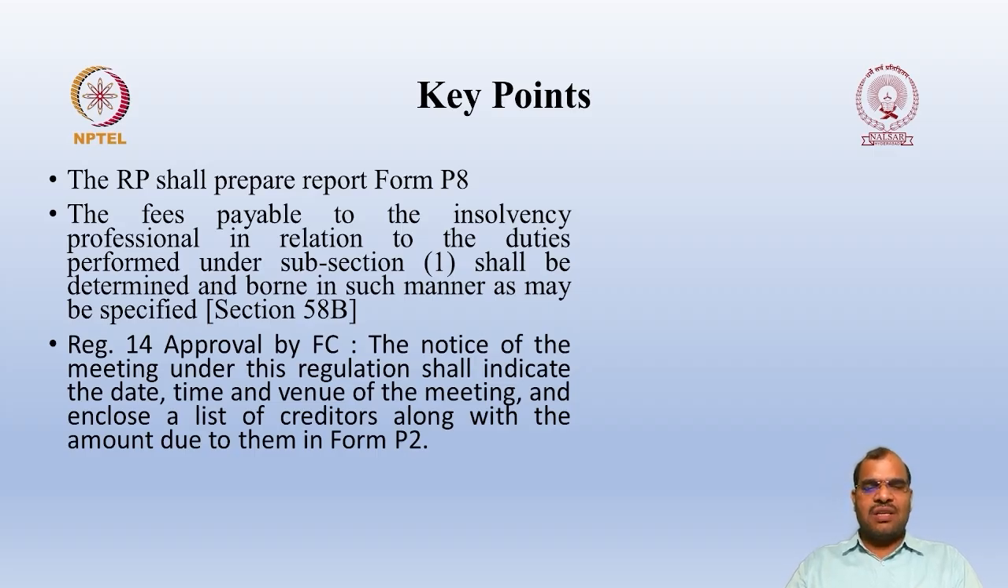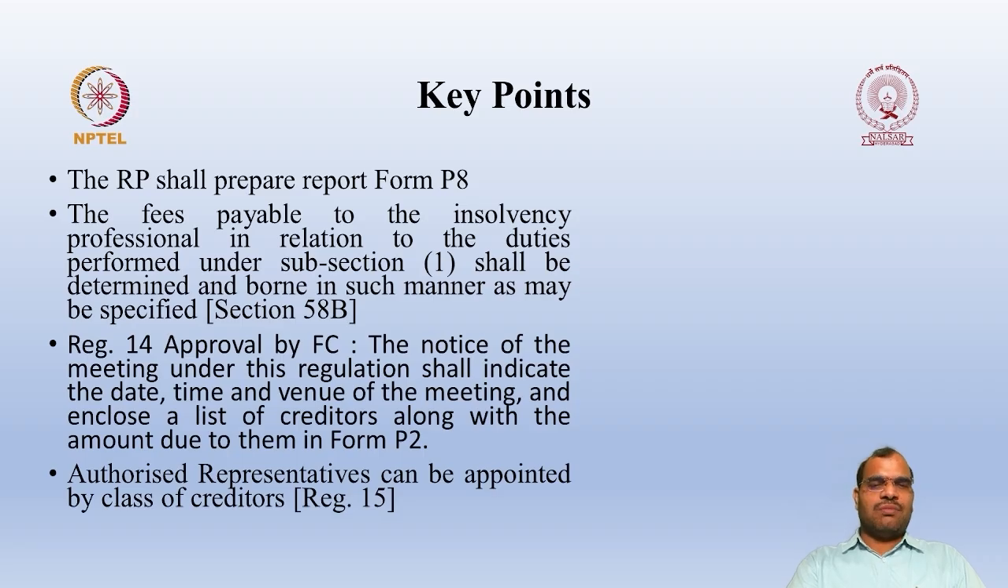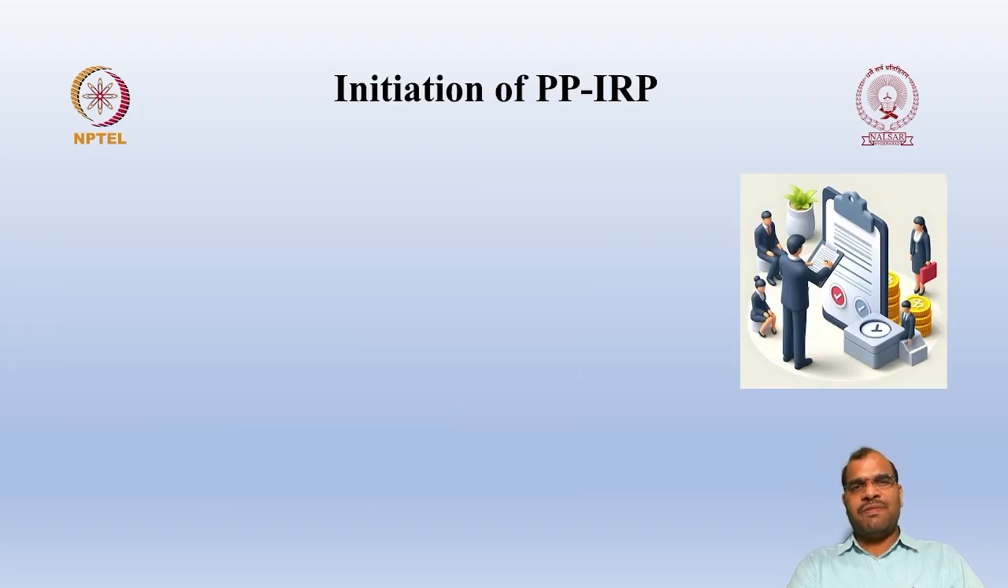Please remember, before considering the list of creditors, first you have to send the notice to the creditors, stating that these are all the creditors and how much amount is due. Everything you are supposed to give. Then an authorized representative can be appointed. There is a possibility of representing a class of creditors. As we have already discussed in the previous lessons, there is a concept called class of creditors. If any class of creditors are there, they can appoint an authorized representative to represent them in the committee of creditors. Even in the case of PP-IRP, an authorized representative can be appointed by a class of creditors, which is provided in regulation 15.